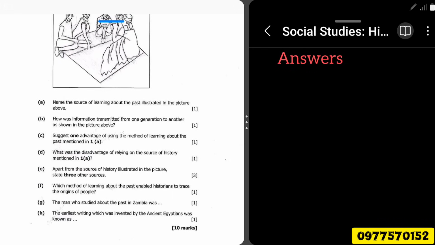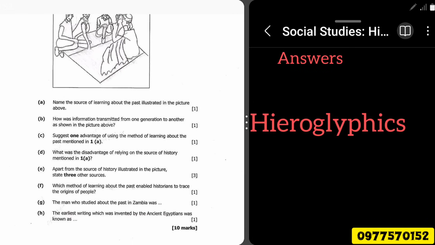Question G. The man who studied about the past in Zambia was Professor Desmond Clark. H. The earliest writing, which was invented by the ancient Egyptians, was known as hieroglyphic writings.